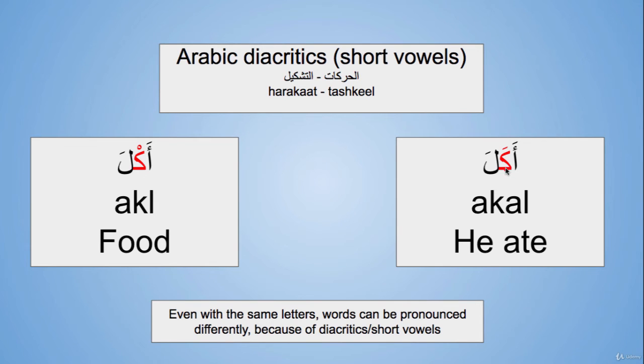The main difference here comes from what we know as the diacritics, or this short diacritic that occurs above the letter kaf, akala. And then we look at the other word. We'll find there is another diacritic on top of the kaf in this word, so it makes it akl. So the diacritics indicate how the words are pronounced. Let's learn more about these.